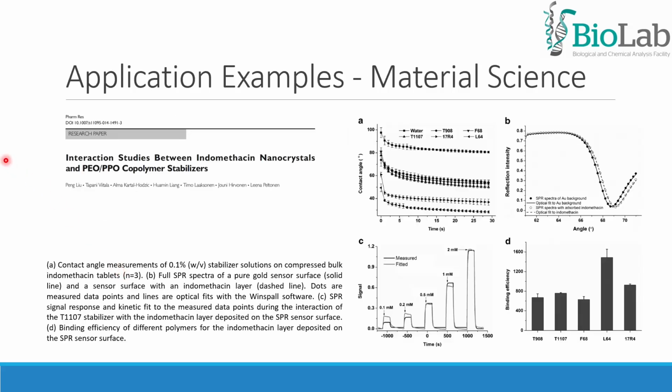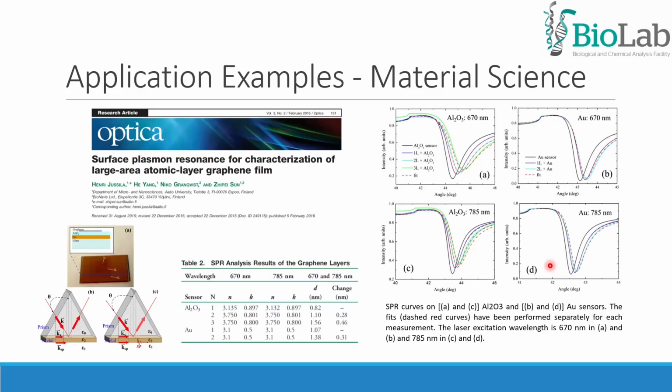This study focused on the efficiency of stabilizers with various molecular compositions and structures to stabilize drug nanocrystals. 5 structurally different polymers were chosen as stabilizers for indomethacin nanocrystals. The affinity of polymers on the drug surface was measured using surface plasmon resonance and contact angle techniques. In this case, indomethacin was deposited directly on the gold sensor, and the thickness of the indomethacin layer was also determined by MP-SPR.